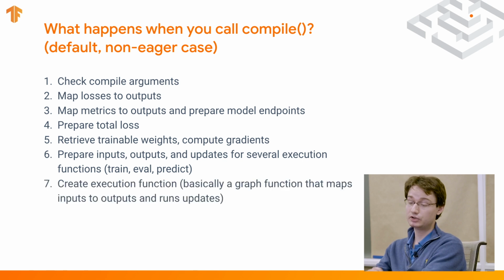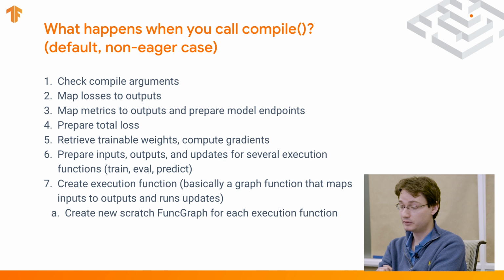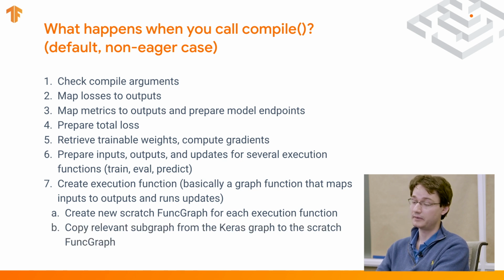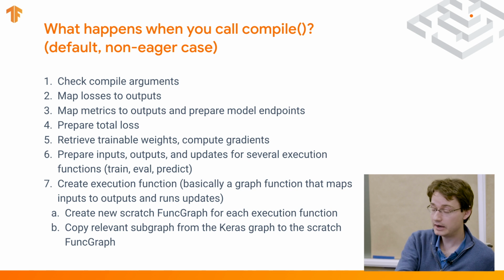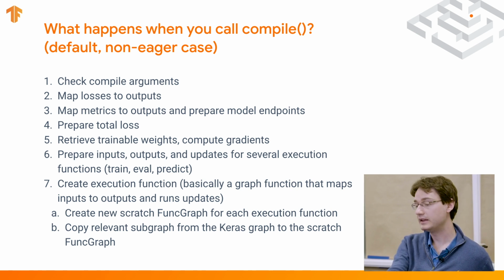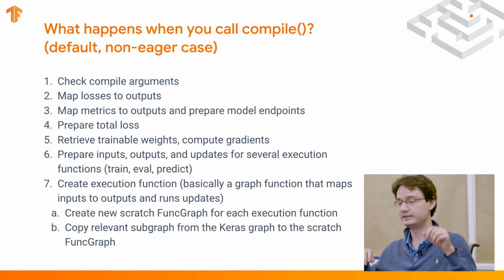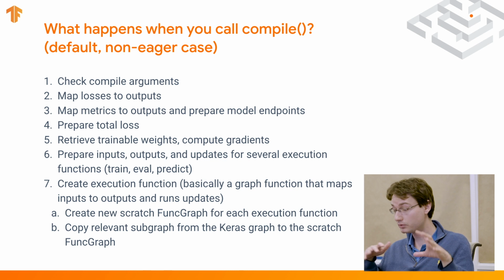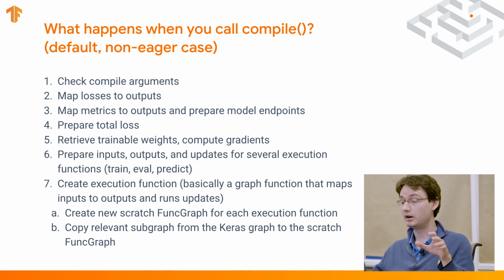The way these execution functions are implemented in TensorFlow v2 is as FuncGraphs. When you're calling a layer symbolically, in the functional API, that happens in a global Keras graph. And when you're creating an execution function, you're going to be creating a new scratch FuncGraph, and you're going to be copying the relevant subgraph from the global Keras graph to your new graph. And then that's this copy that you're going to be running. So if you're creating different models, the execution functions are all separate, living in different FuncGraphs.